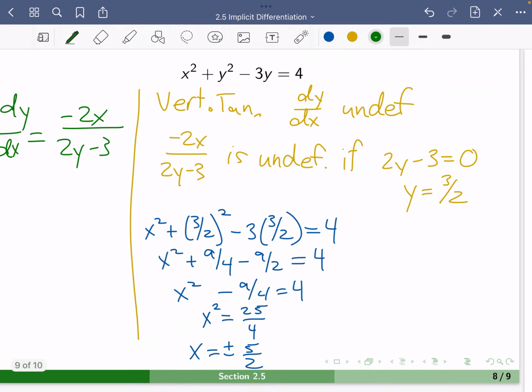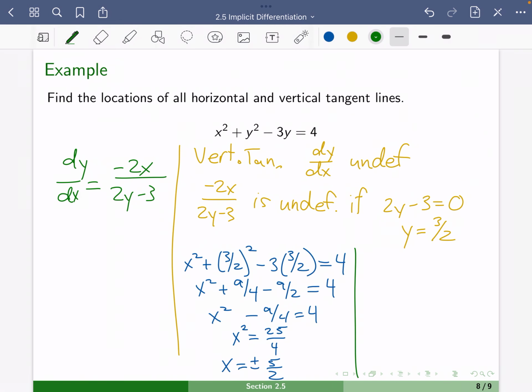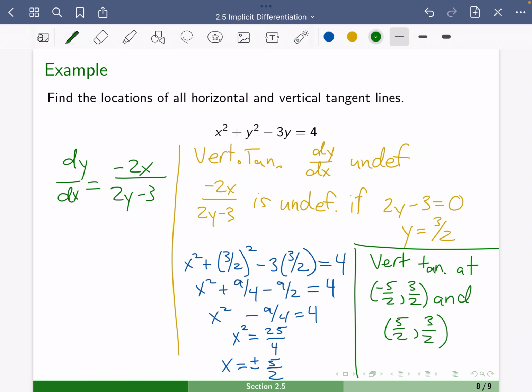So our points: we will have a vertical tangent at (negative 5/2, 3/2) and (positive 5/2, 3/2). And there we have found all horizontal and vertical tangent lines.